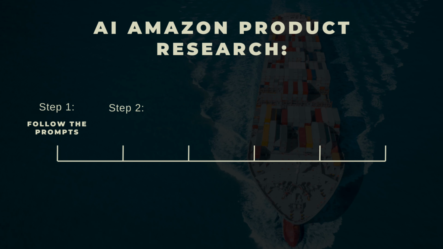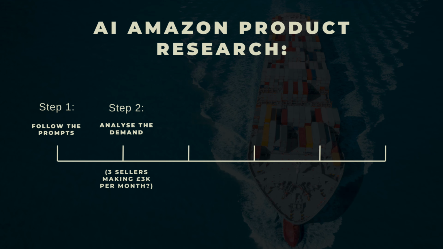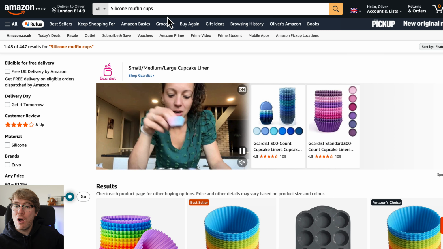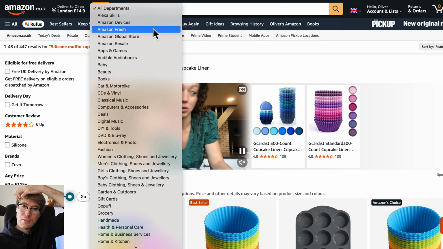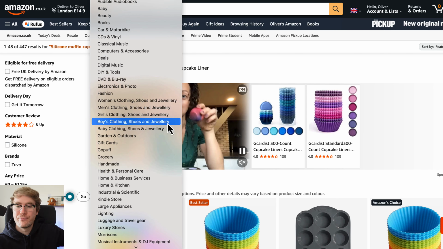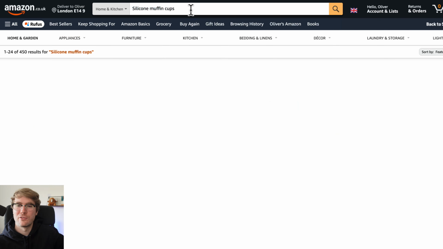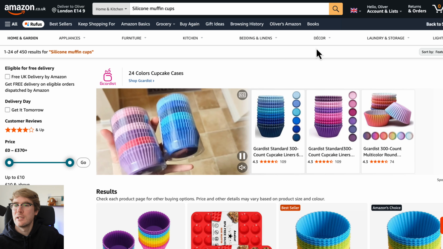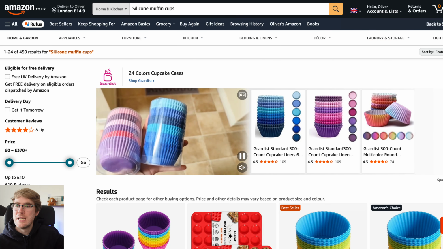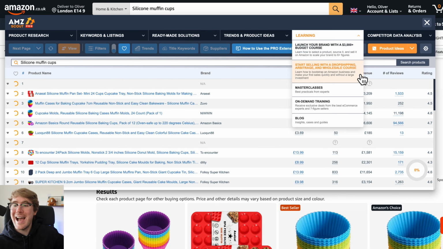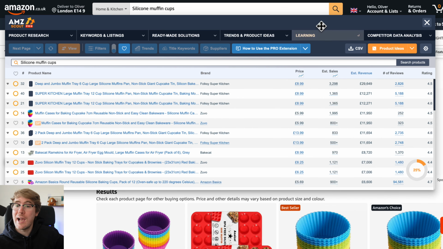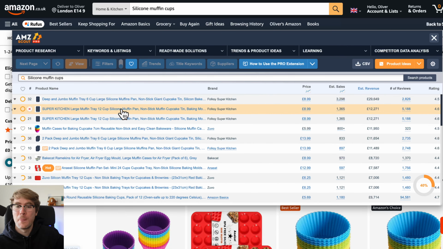We want to move on to step 2, which is analyze the demand. We want to see if there's 3 sellers making £3,000 a month or more with this product. So I like to sort by category first, because my criteria works best when you sort by category first. So we're going to choose home and kitchen, categories on the left of the search bar. Then I'm going to use AMZ Scout to analyze this niche and see how high the demand is.